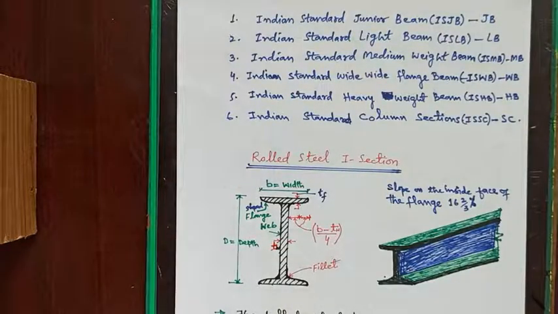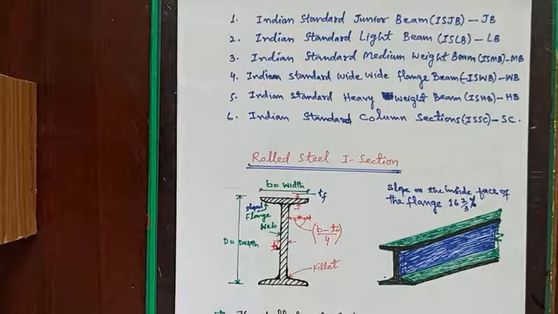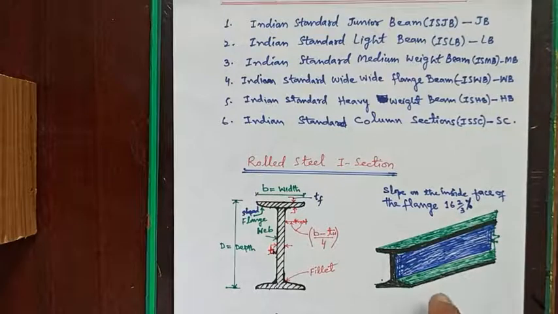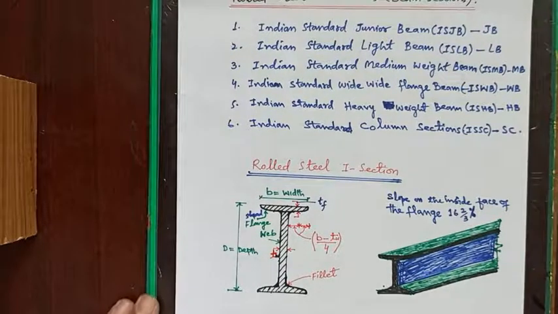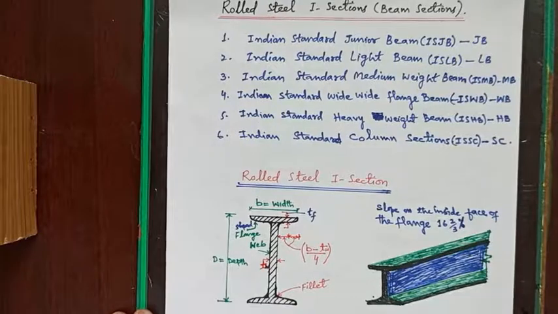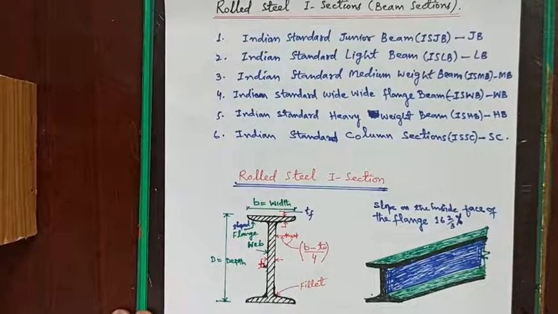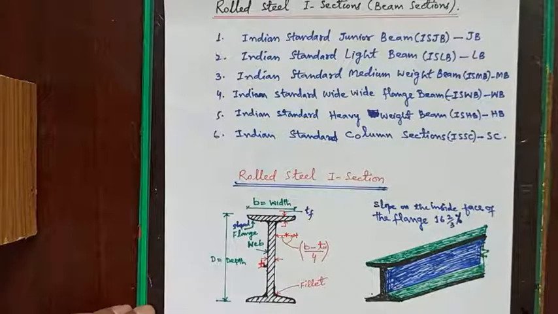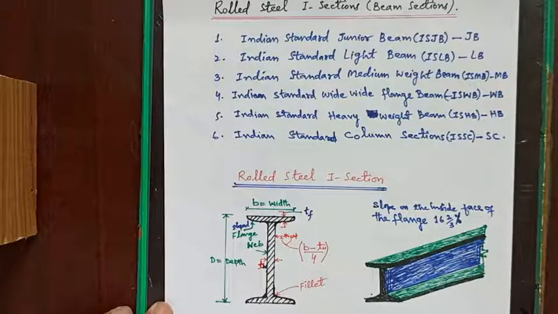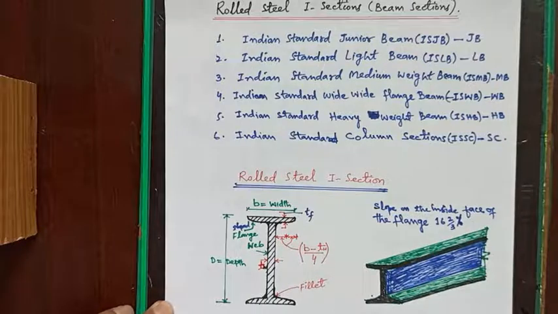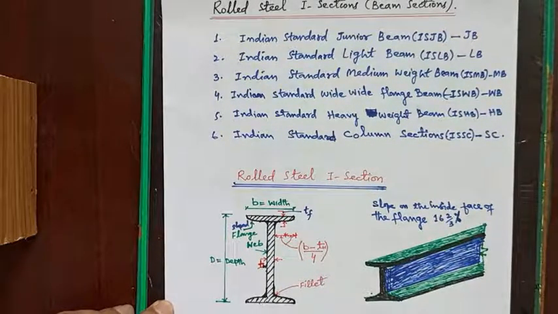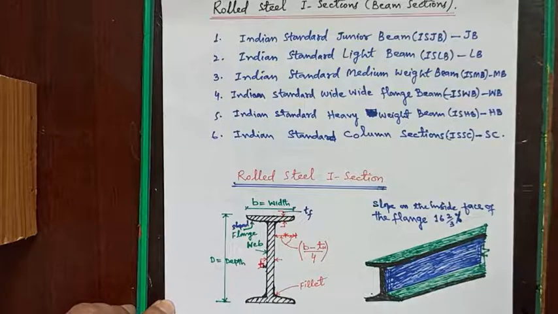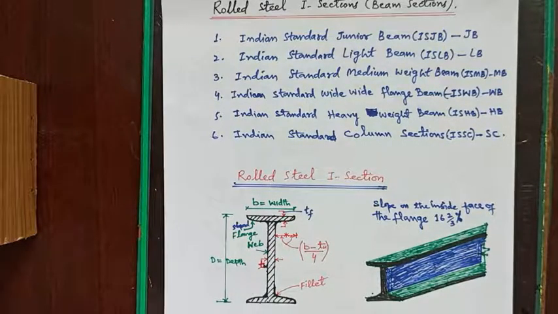Now, rolled steel I sections or beam sections have further been classified into Indian Standard Junior Beam, that is ISJB or JB, Indian Standard Light Beam, that is ISLB or LB, Indian Standard Medium Weight Beam, ISMB or MB, Indian Standard Wide Flange Beam, ISWB or WB, Indian Standard Heavyweight Beam, Indian Standard Column Sections. You can see the nomenclature for these beams.